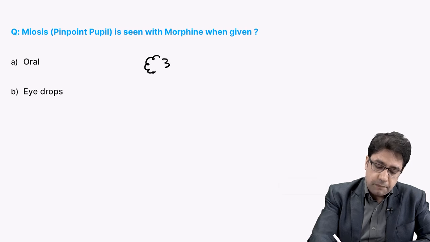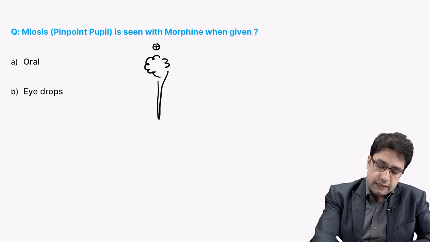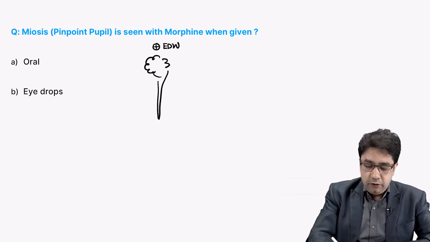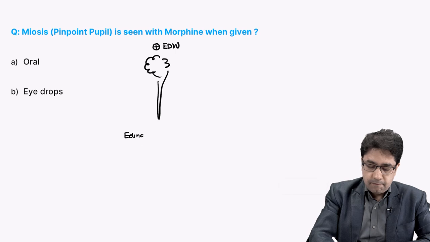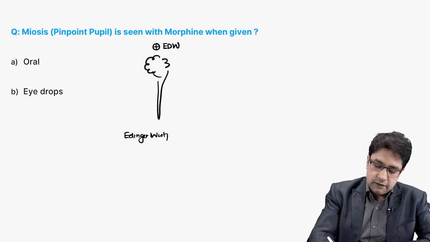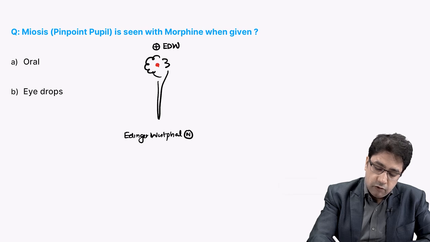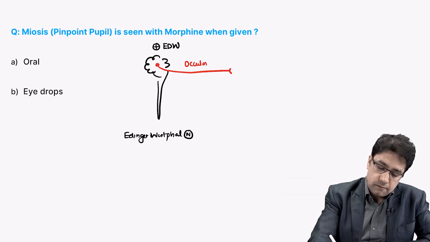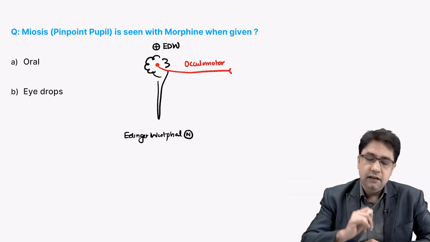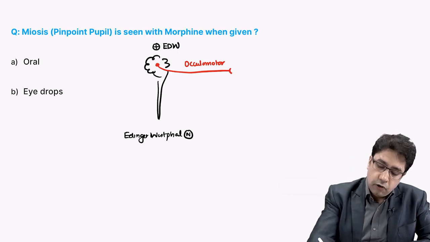So, suppose this is the brain. In our brain, we have a nucleus that is the Edinger-Westphal nucleus. Now remember, from the Edinger-Westphal nucleus of the brain, the oculomotor nerve arises, which is the third cranial nerve. And this oculomotor nerve goes to the eyes.